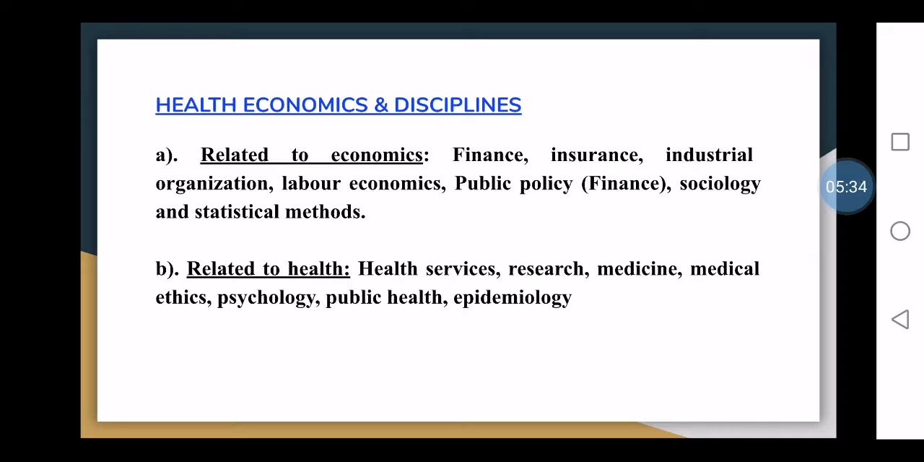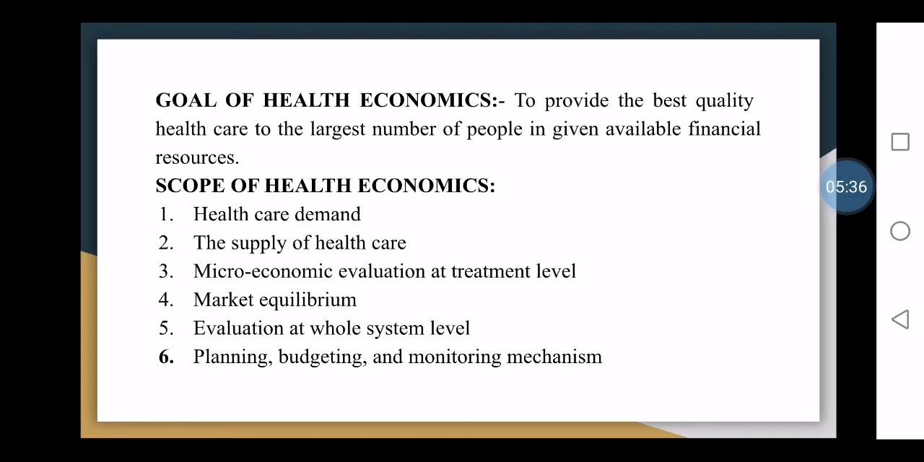So let us see what the goal of health economics is. To be very clear, the main goal of health economics is only one important goal. The main goal is to provide the best quality health care to the largest number of people in the given available financial resources.